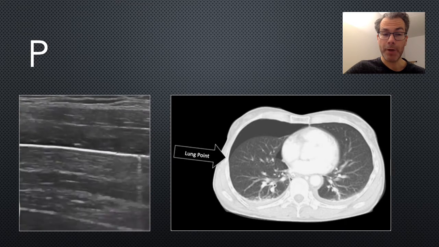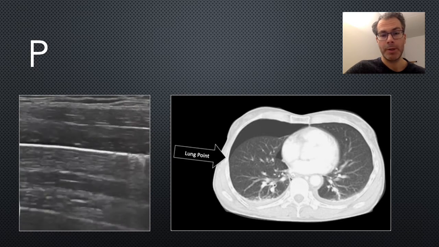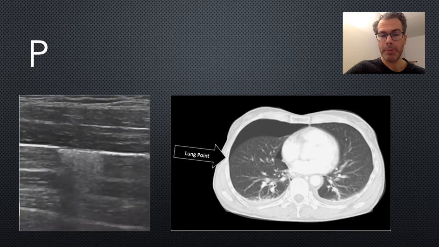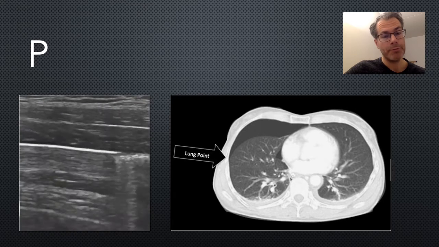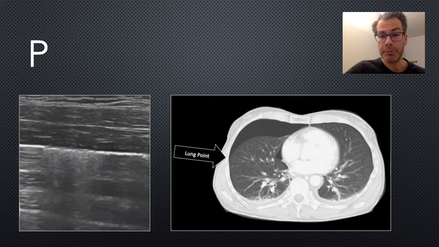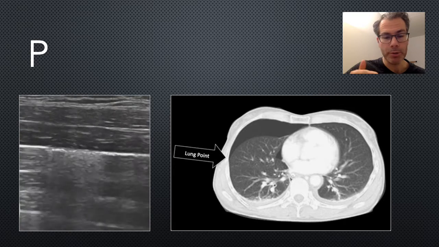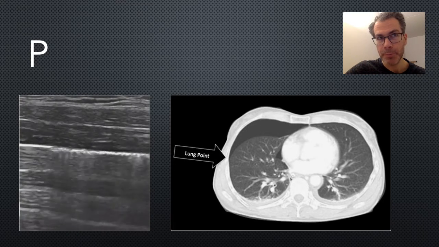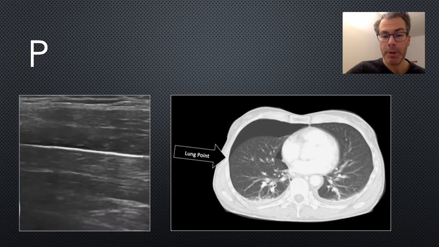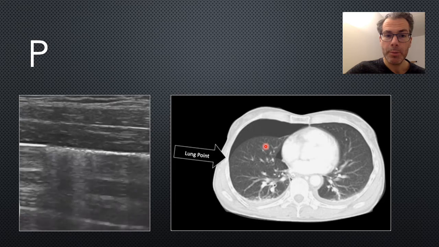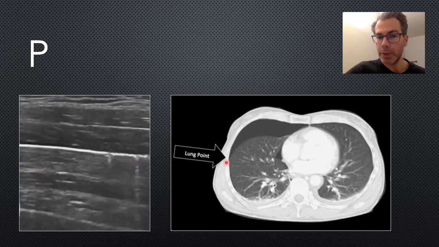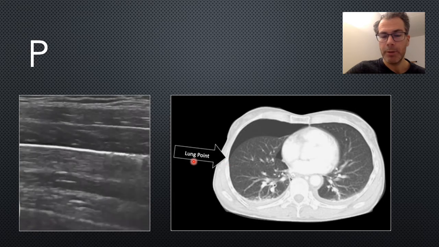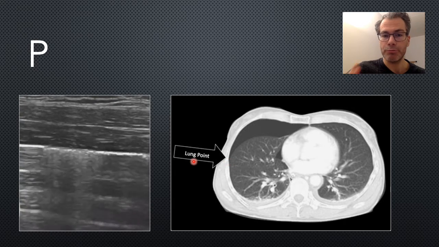So the final part of the HIMAP protocol is P for pleura. So in terms of pneumothorax, there are actually other things that can cause reduced lung sliding other than pneumothorax. For example, pneumonia, or if someone's intubated the right main stem, then you can lose lung sliding on the left, for example. So a more specific sign of a pneumothorax is the lung point. So this is the transition point between normal lung sliding and the absence of lung sliding. So if you can identify that lung point with ultrasound, it's much more specific for ruling in pneumothorax.